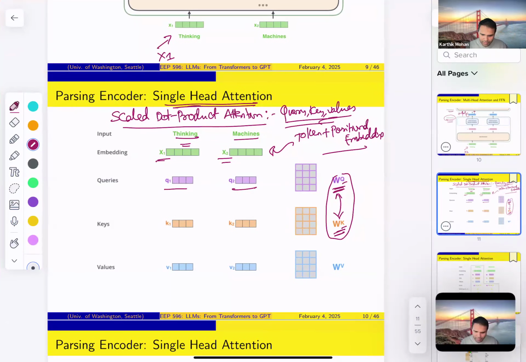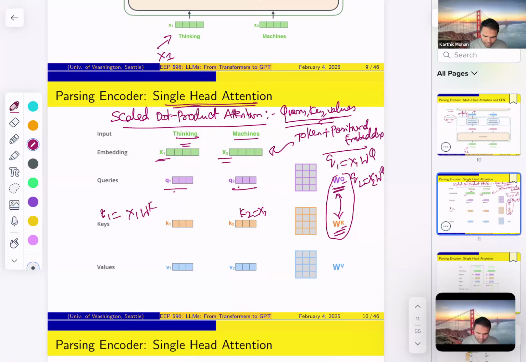The query matrix WQ acts on X1 and you get Q1. It acts on X2 and you get Q2, right? So Q1 is X1 WQ and Q2 is X2 WQ. And the same thing goes for K1 and K2. So K1 is X1 WK and K2 is X2 times WK. So it's a vector matrix multiplication. X1 is a vector and W is a matrix. So you're just multiplying a vector with a matrix like we do in linear algebra, and then you get K.